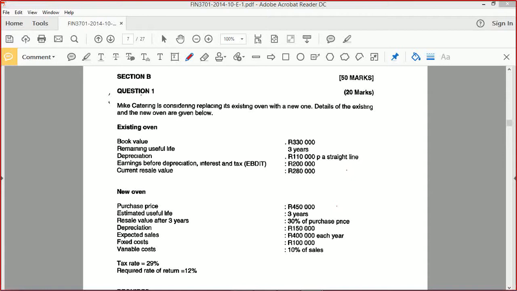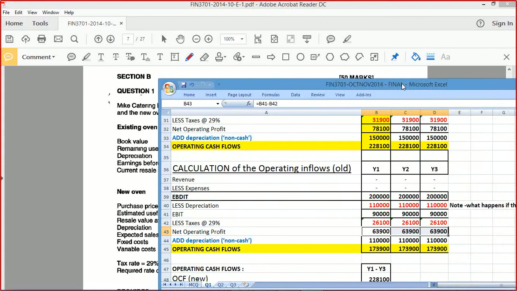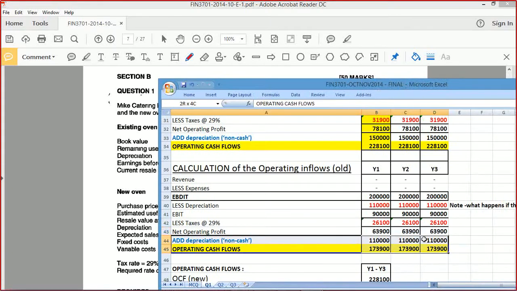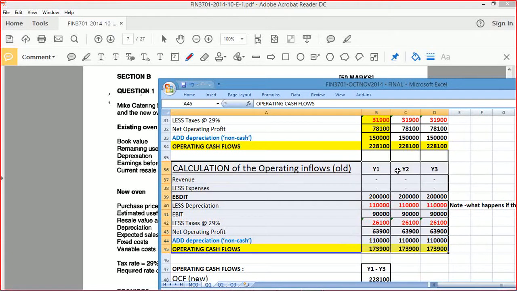Yes, for the old. Good. I've given you a profit of 63,900. Yeah. Add back your 110 gives you 173,900. Yes, good. So your cash flows for the old are spot on. That's correct for all 3 years.